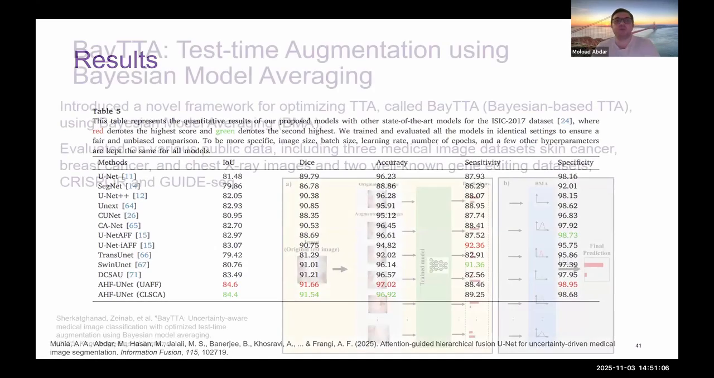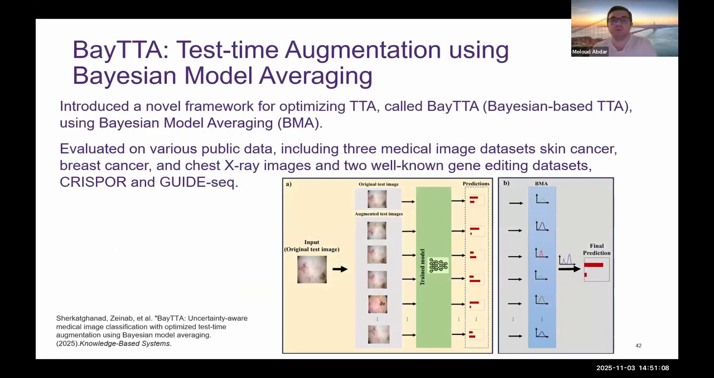So now I'm getting back to another study in which we involved a Bayesian approach to test time augmentation. Test time augmentation is a very well-known technique for uncertainty estimation, and it does it. Test time augmentation is somewhat close to ensembling of the model's predictions.